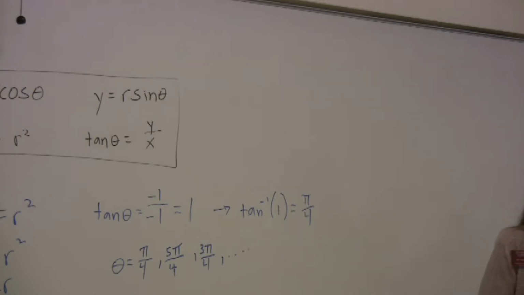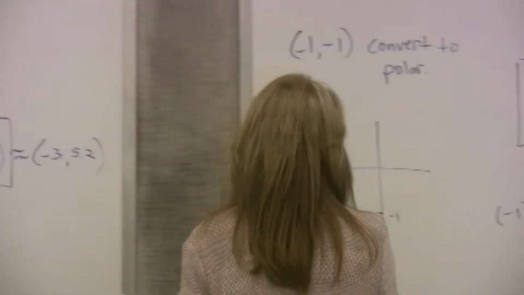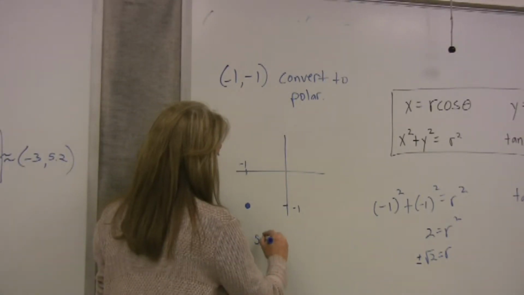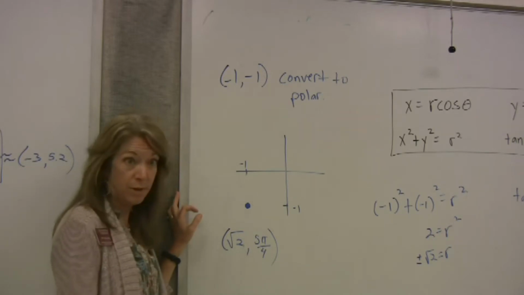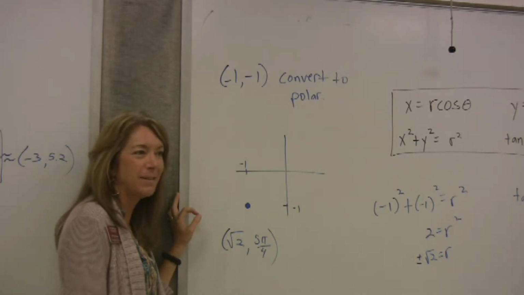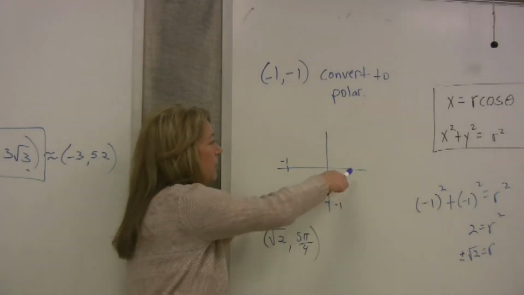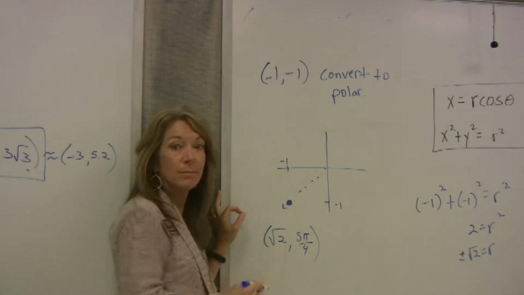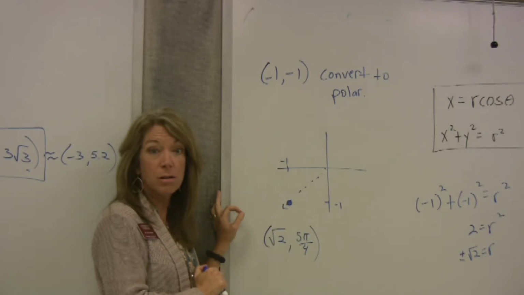Convert it to polar. Give me a polar pair for this one, an R and a theta. Square root of 2, so 5 pi over 4? Nope. Oh, 5 pi over 4, yep, sorry. I was thinking 7. I'm like, wait a minute. 5 pi over 4, because 5 pi over 4 is right here looking this way, and we want to go exactly square root of 2 in that direction.